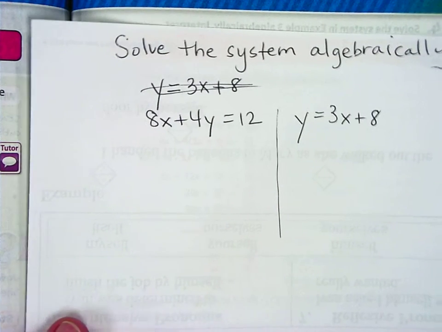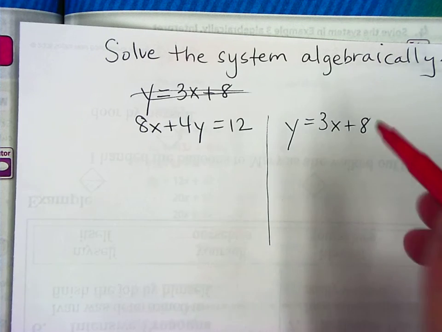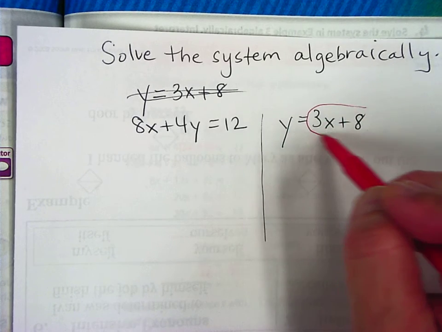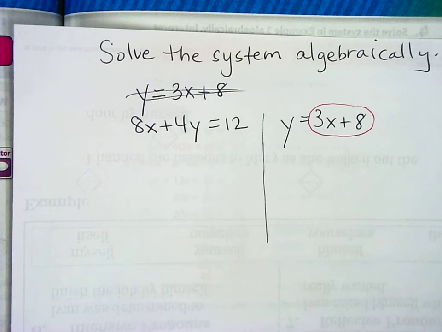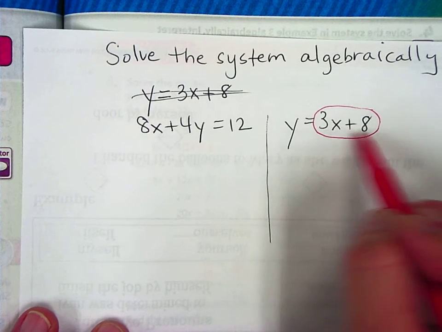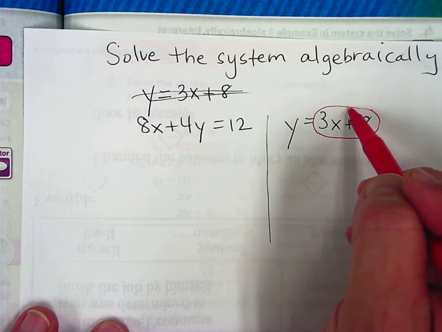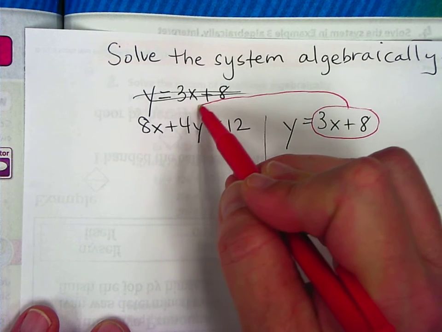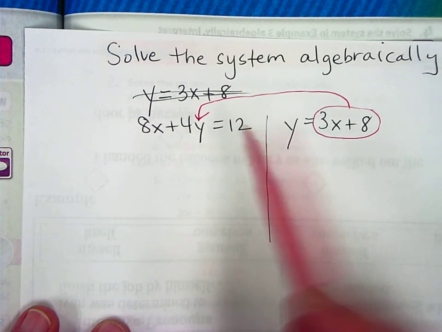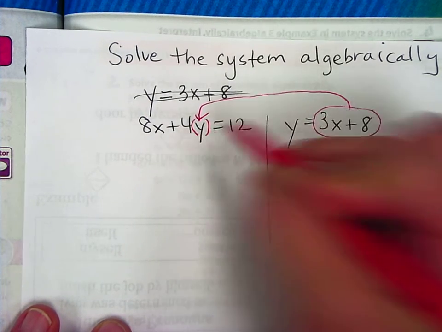Okay, so now this one is a little more involved. These equations are a little bit longer. One of these equations has to be solved for y or x, and this one is. This is solved for y. It's saying y equals 3x plus 8. This is y's answer. So we're going to take this answer, this entire thing for y, and plug it into this y in this equation. Now there is a 4 next to it, so that means we have to put it in parentheses.